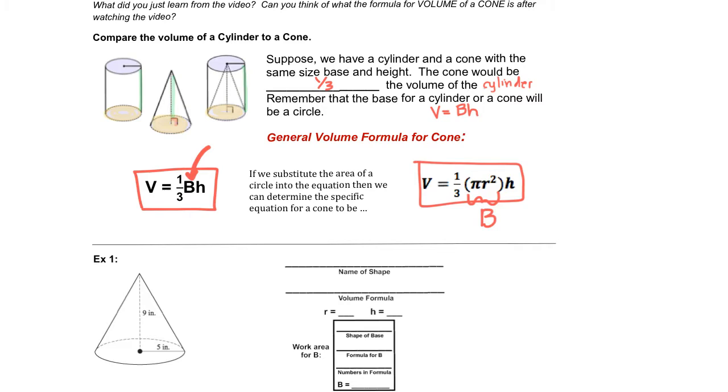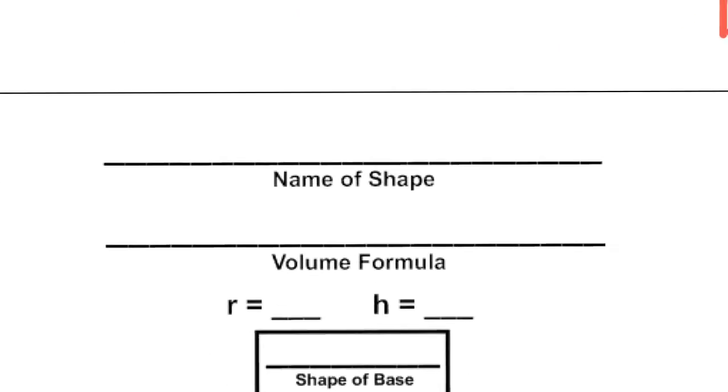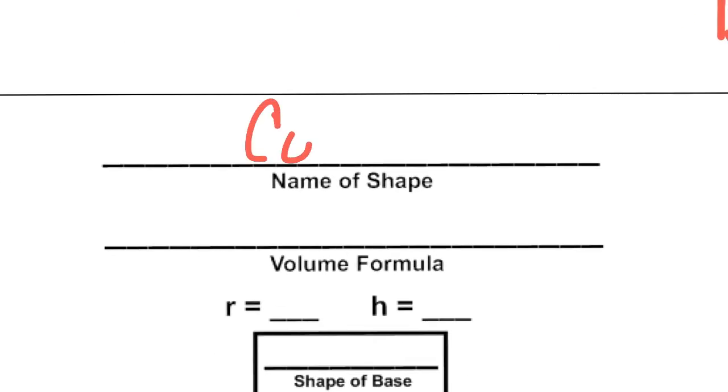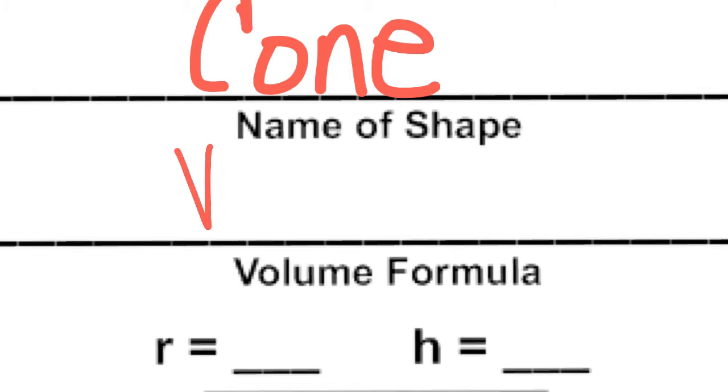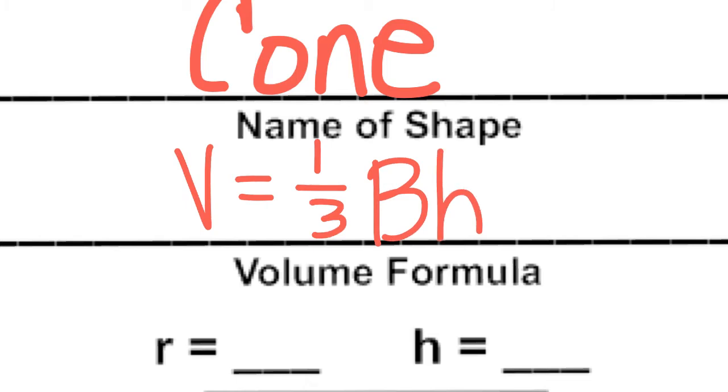So let's look at example 1. The name of the shape is a cone. The volume formula is V equals 1/3 big B times the H. So 1/3 times the area of the base times the height.